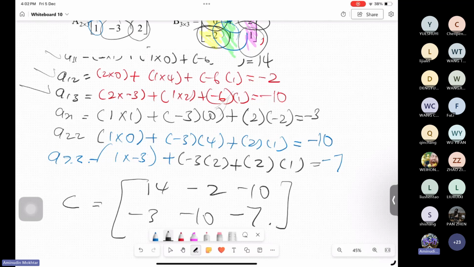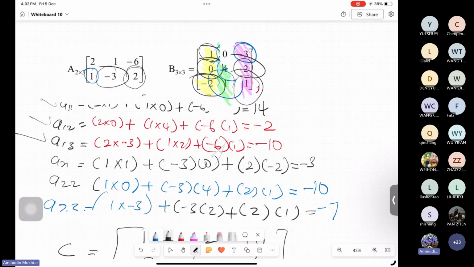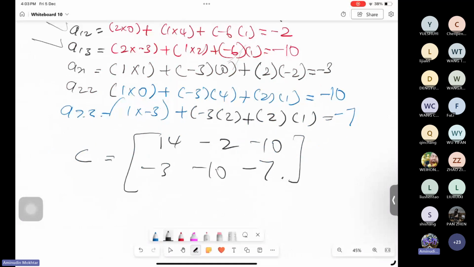That's the matrix multiplication. You need to do it very carefully to make sure you get the right answer. The calculation is easy, but in this case we have 2 rows and 3 columns, so in other words we have 6 elements in matrix C. Okay, this is the correct answer.